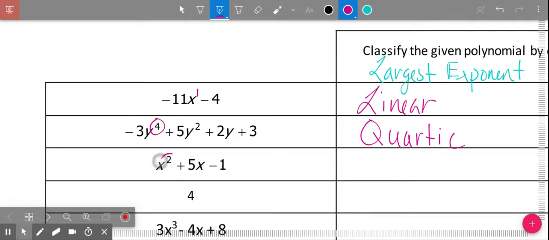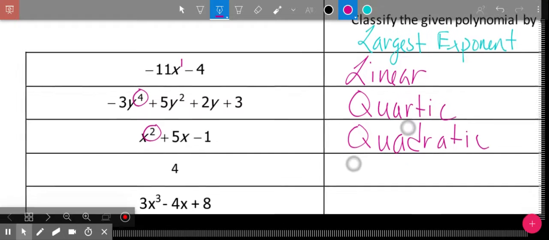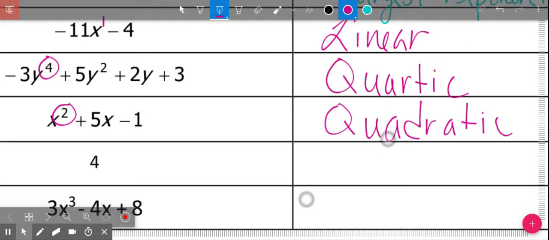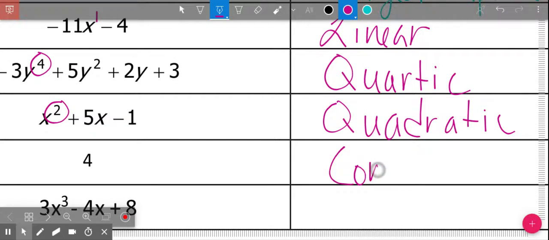The next one, our largest exponent is a 2. Anytime our largest exponent is a 2, that's going to be quadratic. On the next one, it's our fourth row, and our number is 4. So anytime we just have a number, no variable, no exponents, that's going to be a constant.